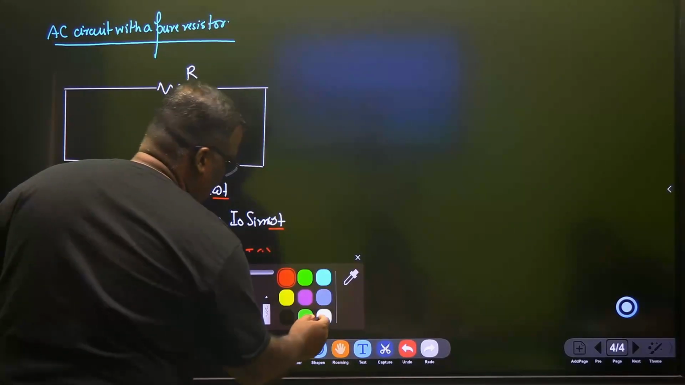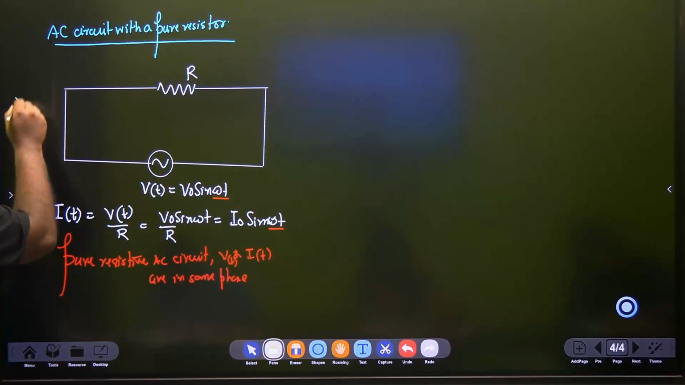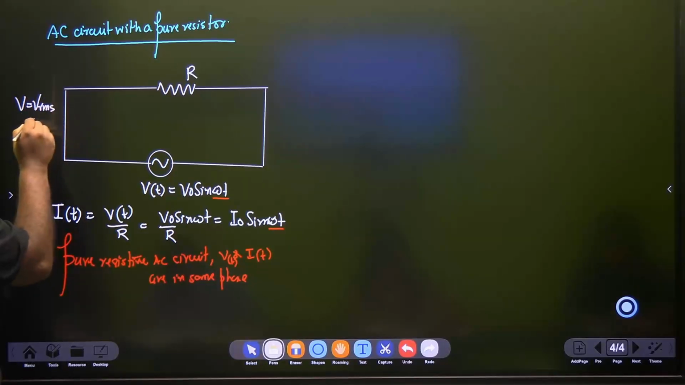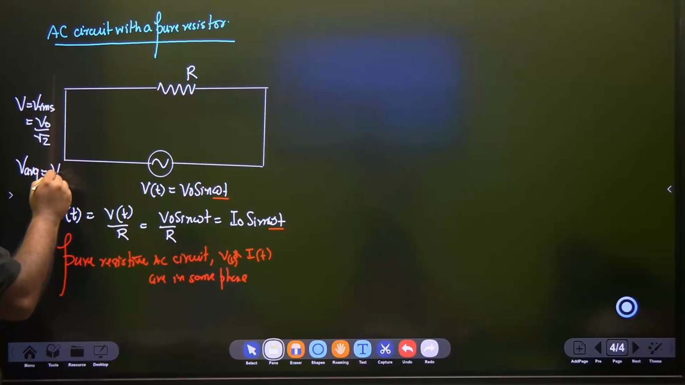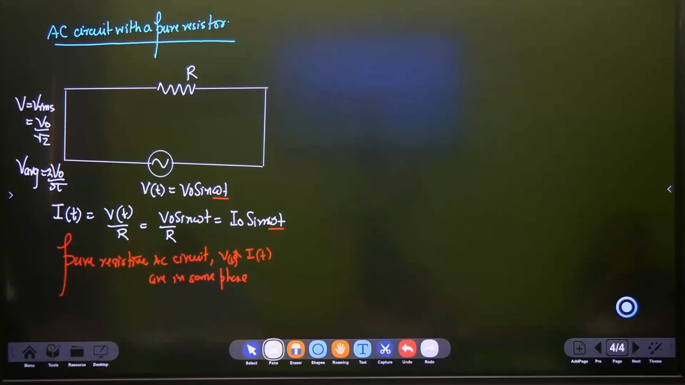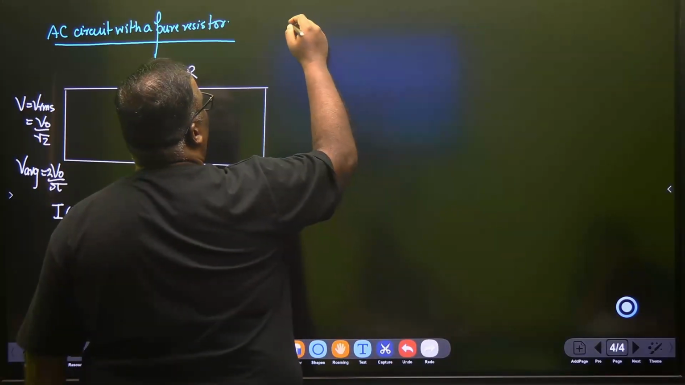Have you understood? So such a circuit, if somebody gives you and tells you to calculate the value of V RMS, will you not be able to calculate? You will say V naught upon root 2. Calculate V average. V average will be how much? V naught 2 divided by pi. And these will also obey all your rules.